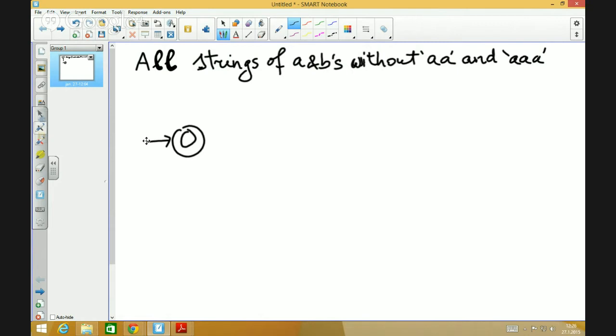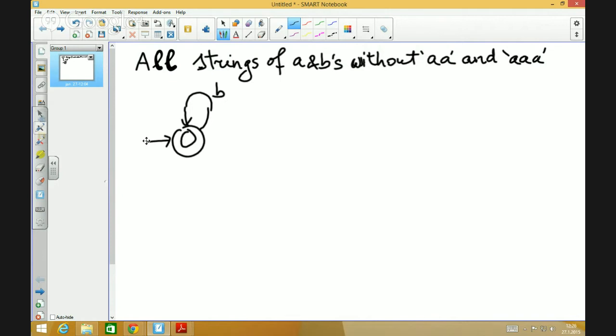Okay, so what if a B comes along? Shall we stay where we are, or shall we go to a new state? We stay where we are, because so long as we see B's, we haven't seen any A's. That's what the start state really means. So let's loop.